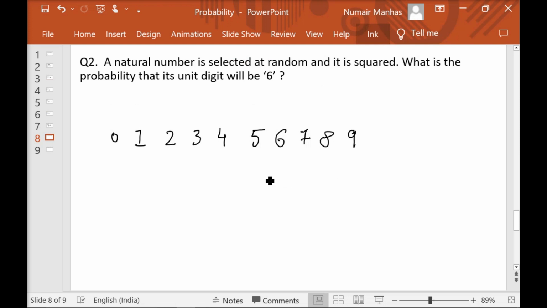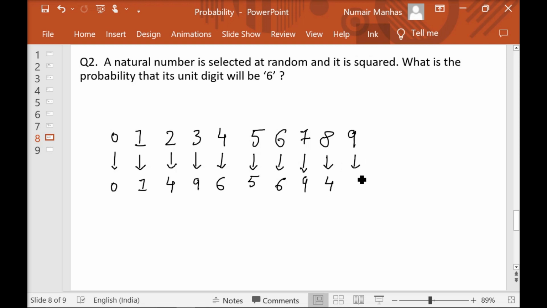So if we square all of them, let's square 0. When we square 0, we get 0. If we square 1, we get 1. If we square 2, we get 4. And likewise we get 9. We get 6, as the square of 4 is 16, therefore at the units place we have 6. Here we get 5, here we get 6, here we get 9, here we get 4, and here we get 1. So these are all the numbers at the units place.